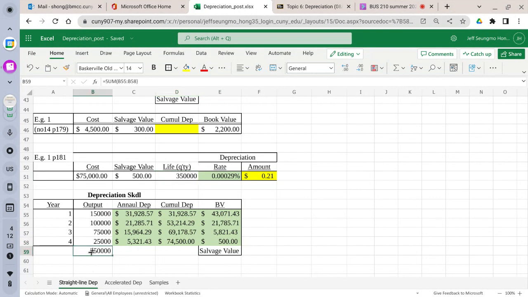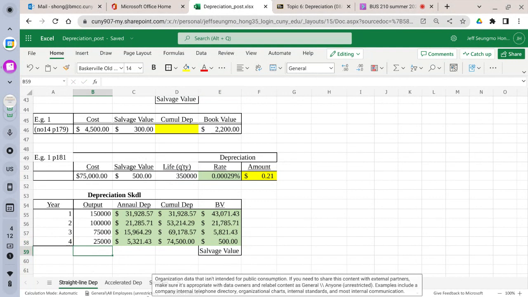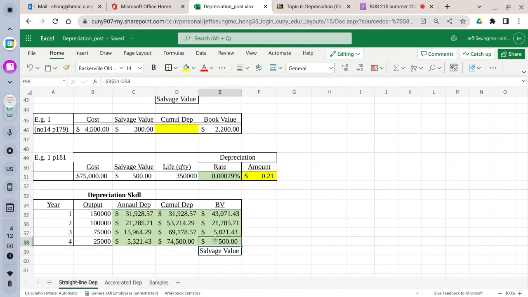But if you think about it, if this didn't add up exactly to service life, you cannot end up with salvage value, because if these numbers don't add up to service life, that means it still has service life left, right? It still has service life left. So you cannot end up with salvage value if that's the case. Make sense? All right.